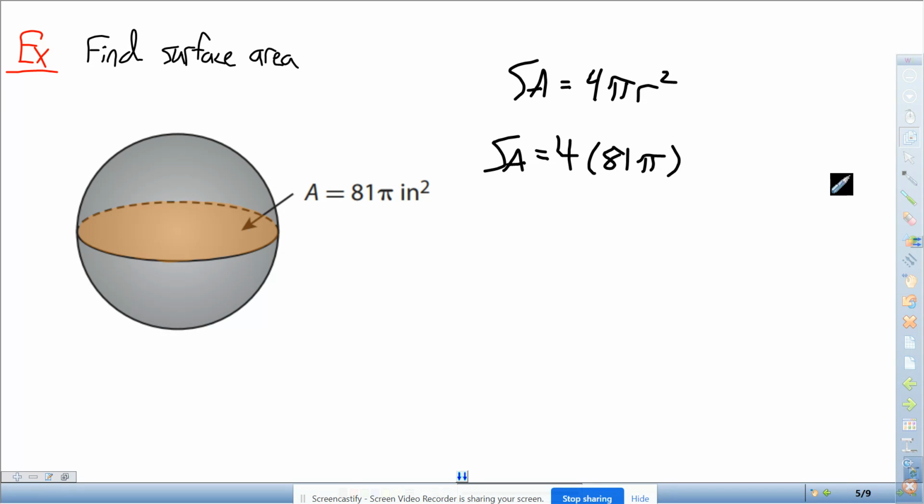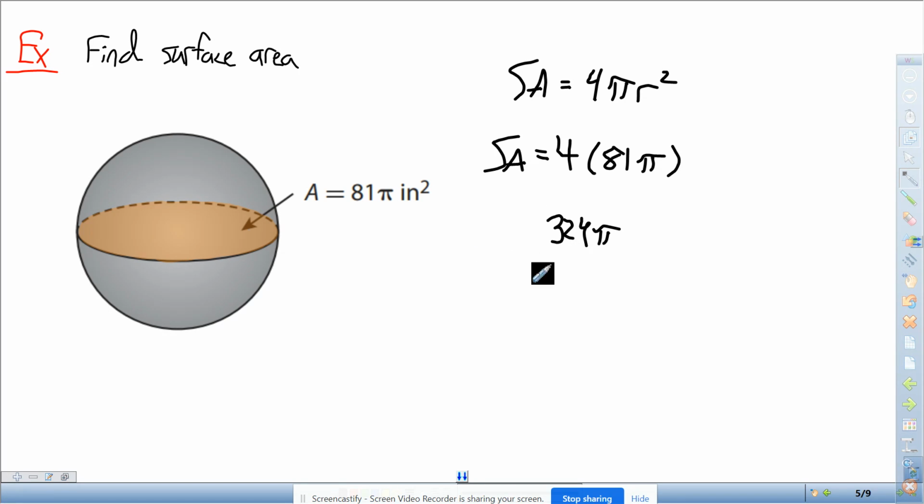One thing I want to point out, sometimes you'll have problems that want you to write your answer in terms of pi. When they say that, all they would want is for us to do 4 times 81. That would give us 324 pi. If they ever ask you to write your answer in terms of pi, this is what they mean. They mean don't multiply pi times the number, just leave it as part of the answer. It's actually a more accurate answer because we're not rounding or anything.